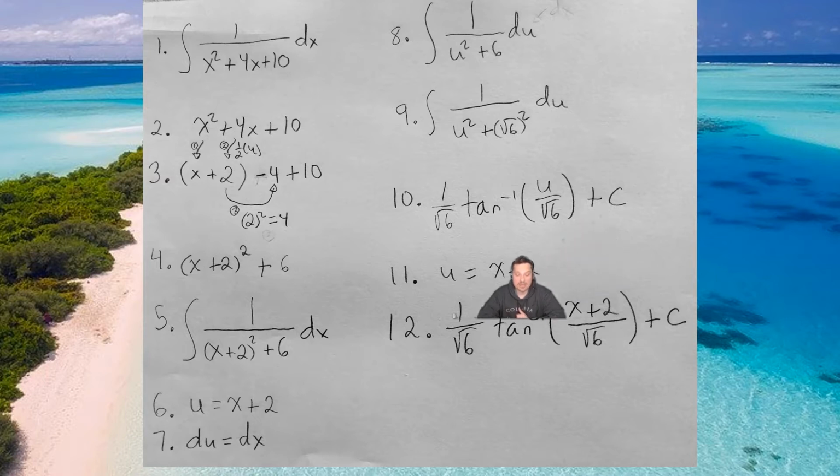But remember that u was defined originally to be x plus 2. Therefore, at step 12, I keep my 1 over the square root of 6, doesn't change. I keep my tan inverse, doesn't change. But the u you saw at step 10 is replaced with x plus 2 over the square root of 6, and you keep that constant c added at the very end the whole time. And that is about it for this one.